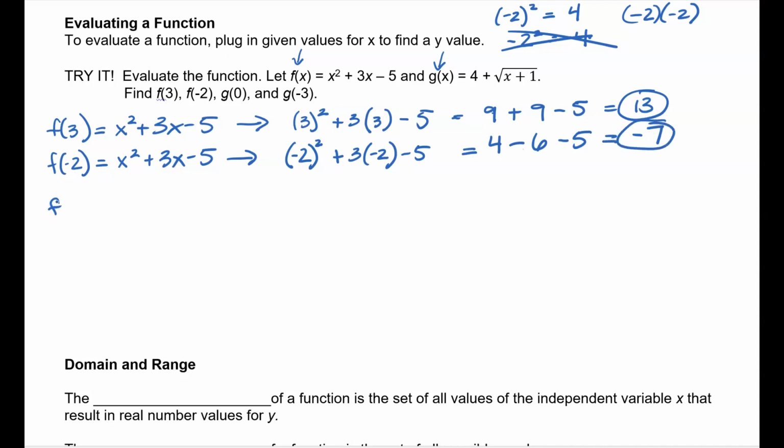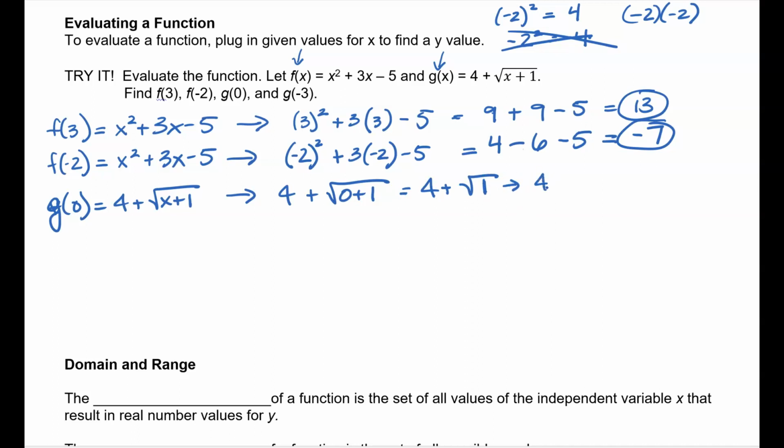And then not f, we're going to do g of 0 here. So I'm going to write down function g, 4 plus the square root of x plus 1, and I'm going to plug in 0 for x. So 4 plus the square root of 0 plus 1, which is 4 plus the square root of 1, and the square root of 1 is just 1. So 4 plus 1, I get 5.